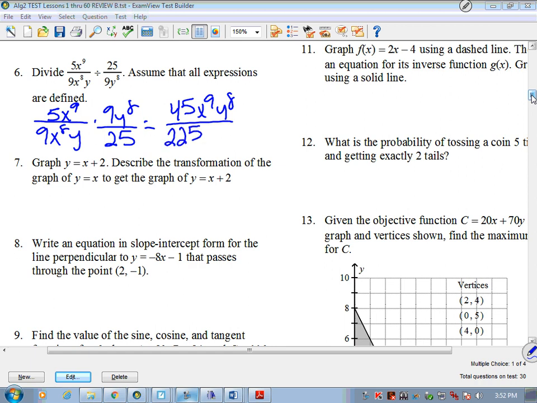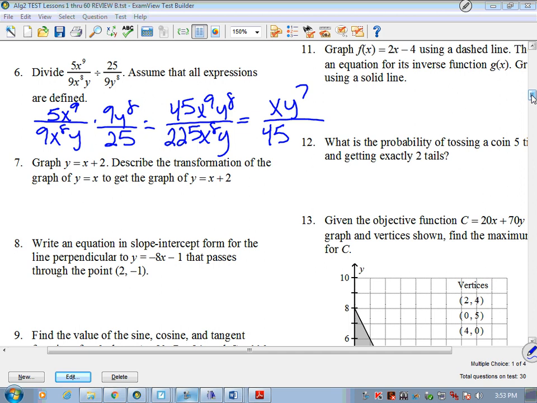X to the 8th, y. Now we can go about eliminating and bringing this down. Well, 45 divided by 225, both those numbers are divisible by 5. 45 divided by 5 is 9. 225 divided by 5 is 45. Both those numbers are divisible by 9. So my number will cancel out, and I should get 45 on the bottom alone. If I bring that x to the 8th up, it becomes x to the 9th times x to the -8th. I would add those two together, and I would be left with just x. If I bring my y up, that becomes y to the -1. Y to the 8th times y to the -1 is y to the 7th.